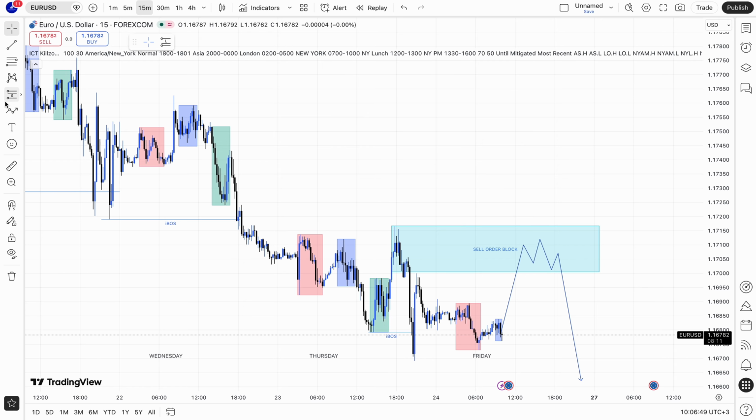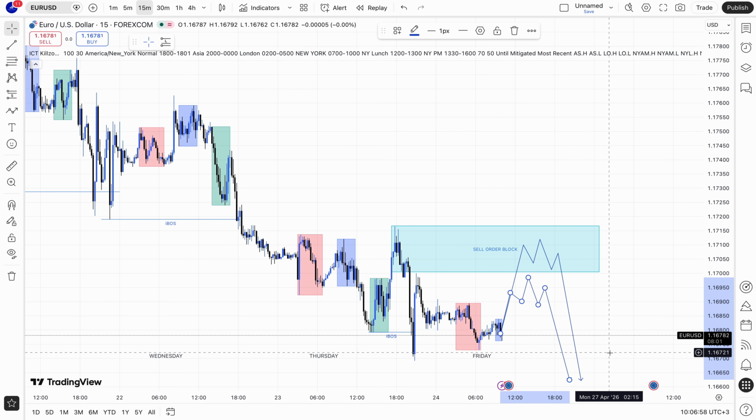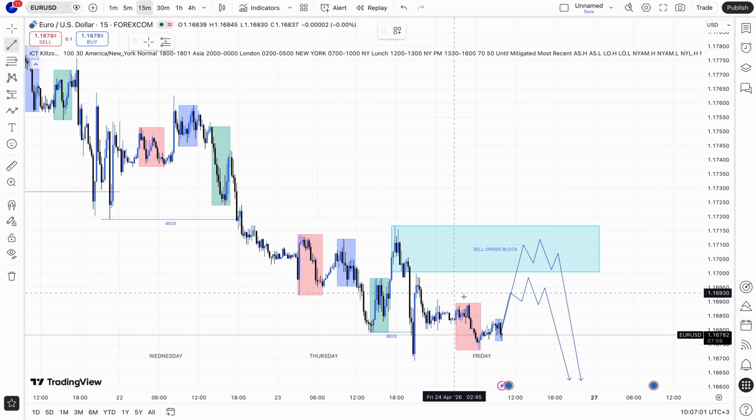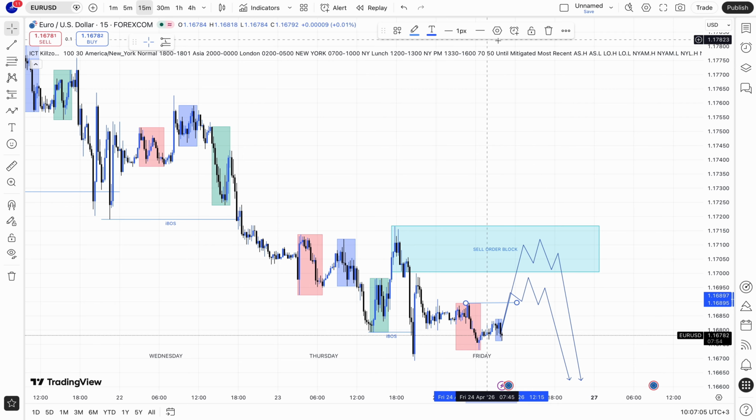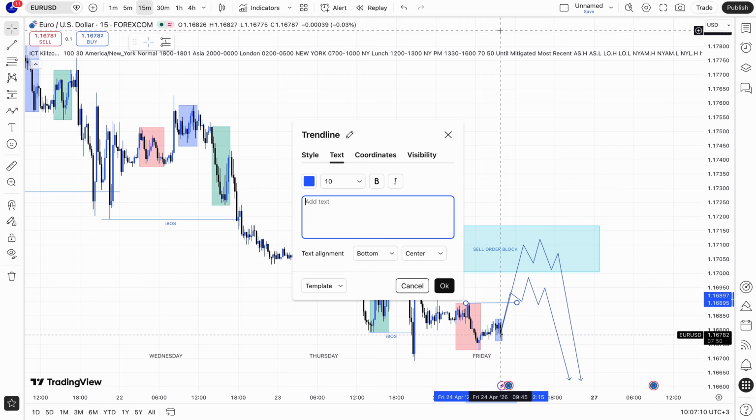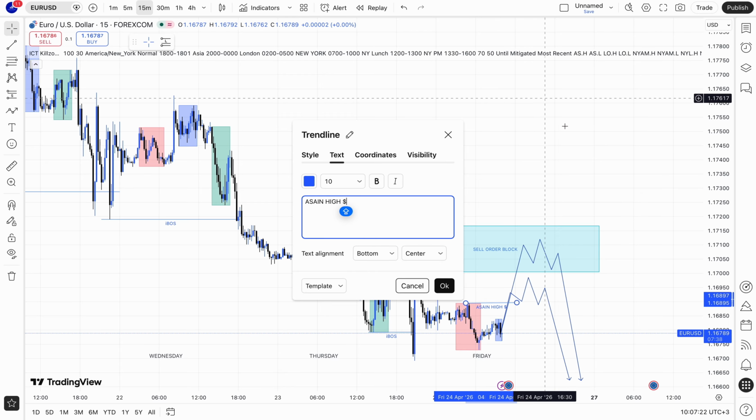Then scenario number 2, we're going to wait for the price to take out this Asian high. And then you're going to wait for the confirmation. Then you can also sell from there, because this is our Asian high. You can see it's full of liquidity. Our Asian high, right? Asian high liquidity.